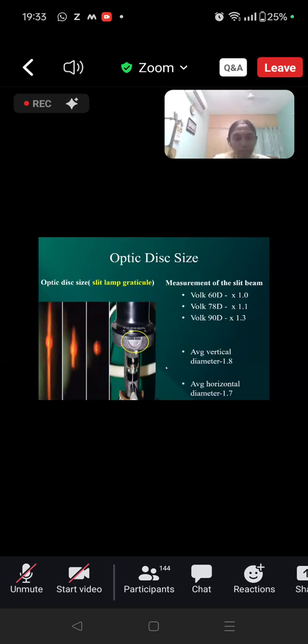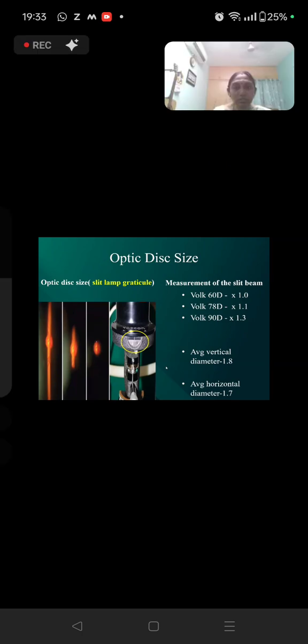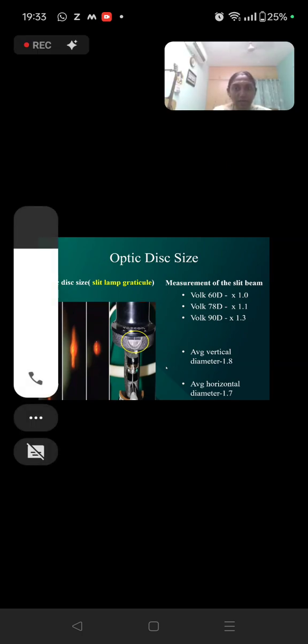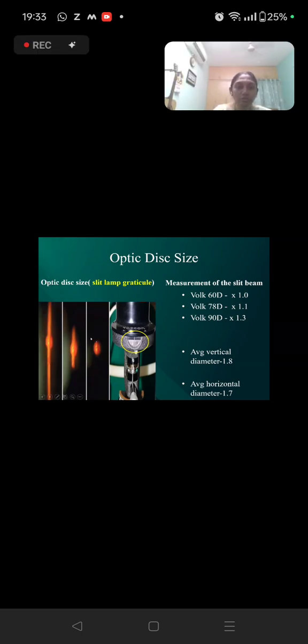So before going to asymmetry, we have to know what is symmetry. So the symmetry in size, shape, and CD ratio. First, coming to the optic disc size.